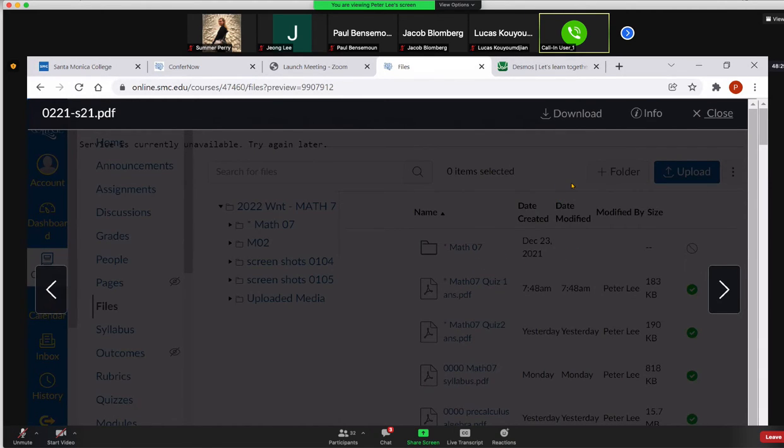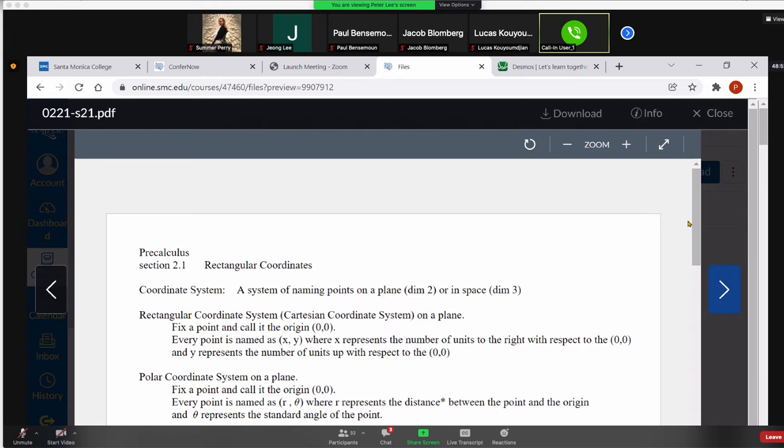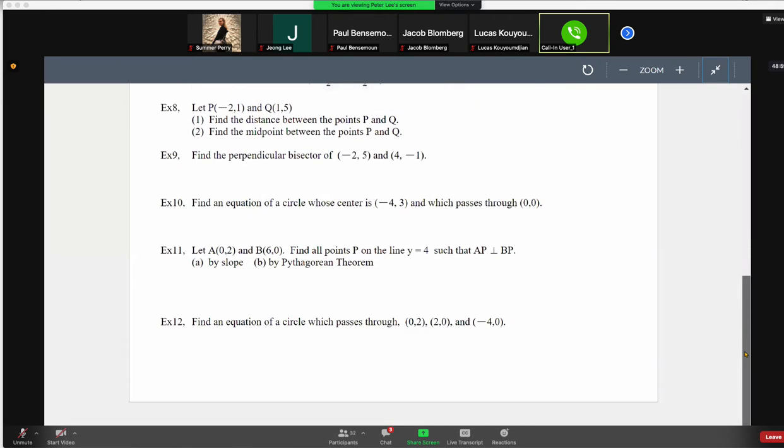Now what I'd like to do is spend a little bit of time over here. Oops, the file is not coming up. Okay, let me wait. Yeah, there we go. Section 2.0 is back again. So that was example 11. Now let's look at example 12.